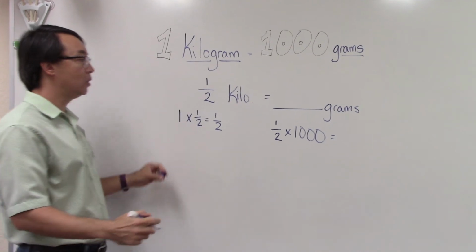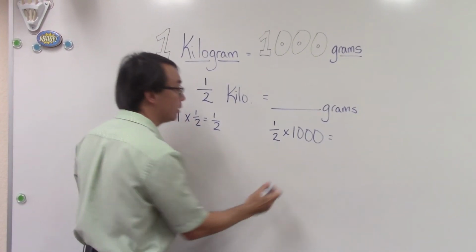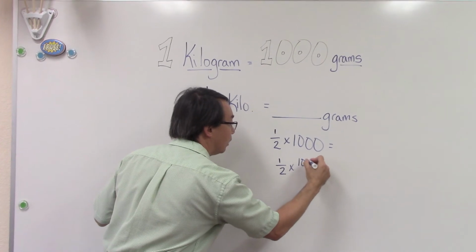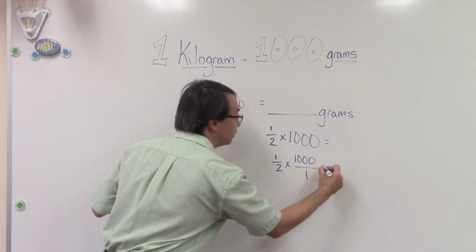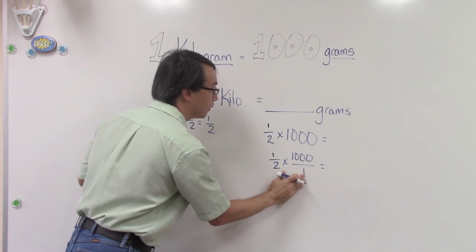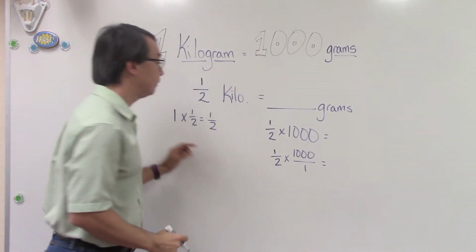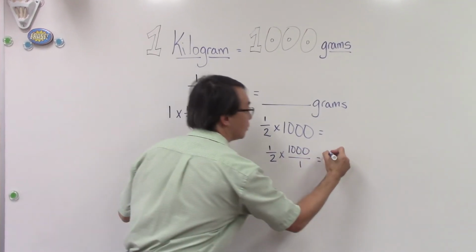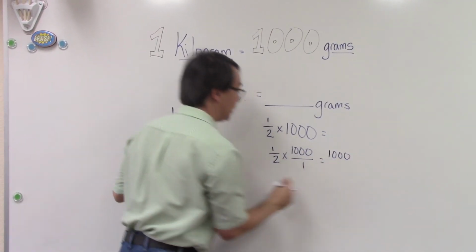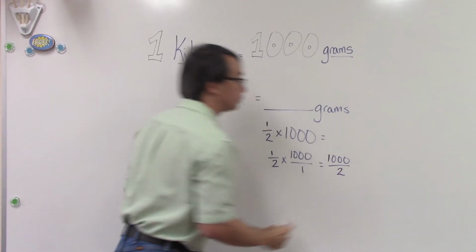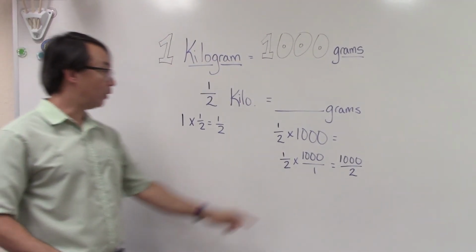That looks hard to do, but it's not really that hard. Watch. 1/2 times 1,000 over 1, which is the same thing as 1,000. Clean it up a bit. Multiply the top and the bottom, right? 1 times 1,000 is 1,000. 2 times 1 is 2. Now you have 1,000 over 2.